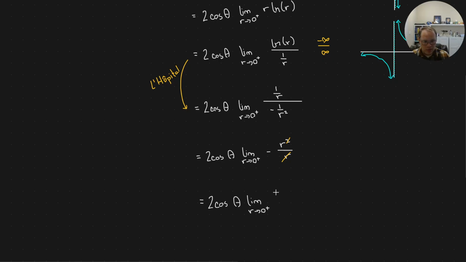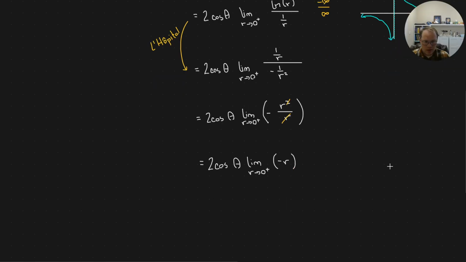So that just gives me negative r. Should probably put this in parentheses because of that weird negative out front. So if we take the limit as r goes to 0, that's just 0. And then 0 times whatever this is, is 0. And so we were able to algebraically find the limit.